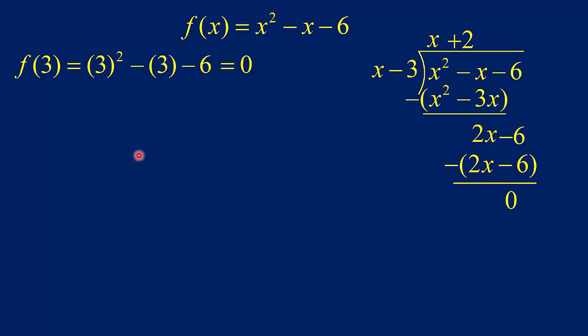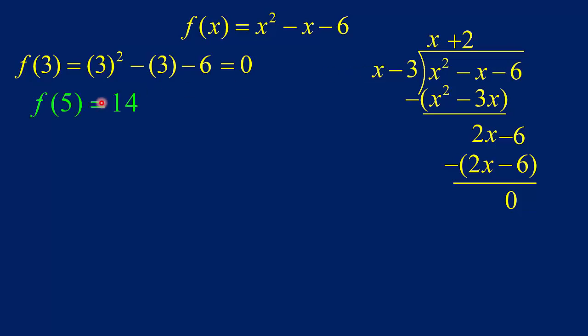So notice f of 3 is equal to 0. Likewise, the remainder here is 0 when I divide by x minus 3. Okay, so let's take a minute and see what this says. Notice the fact that f of 3 gives me a function value of 0 means that 3 is a root. And x minus 3 is a factor, because notice x minus 3 divides evenly into this. So 3 is a root, then x minus 3 is a factor. That's a very important relationship. If f of c is 0, then x minus c is a factor.